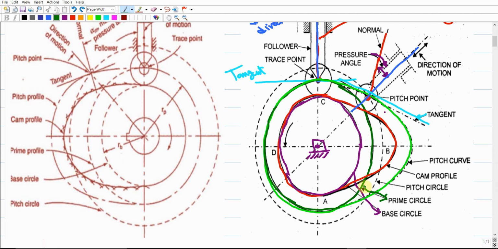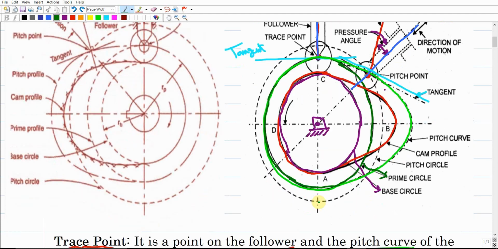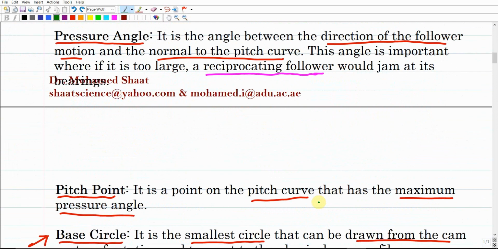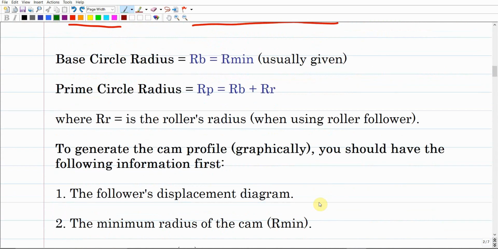Remember that the objective is just to come up with this cam profile. So we have to fix these different types of geometries, and we're going to use them for the calculation, or in other words, the generation of the cam profile. As we discussed, there should be a difference between the base circle radius and the radius of the prime circle in case we are using a roller follower. And this RR stands for the roller's radius when using a roller follower.